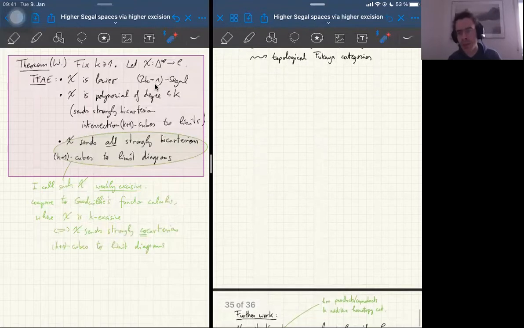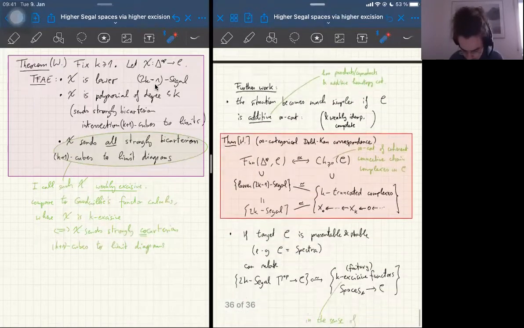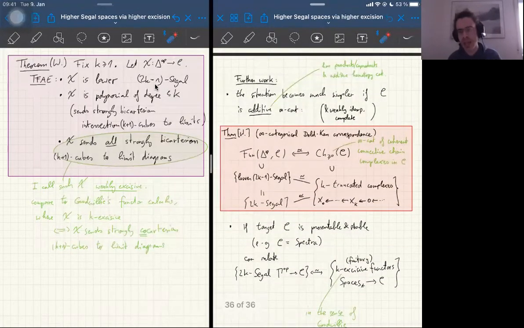Okay, so I'm basically out of time. So let me just quickly, the last thing is just an outlook about similar things one can do in some simplified settings. So if the target category is an additive infinity category, which just means it has products, coproducts, and the homotopy category is additive. So this is a very simple condition. So for instance, spectra or some subcategories thereof, there are many examples of additive infinity categories.